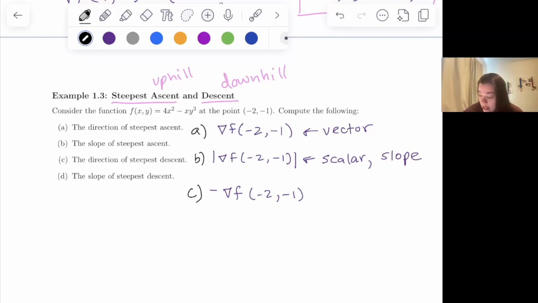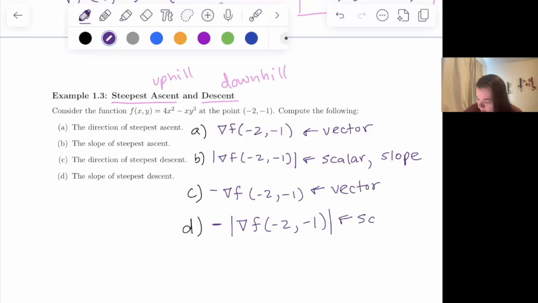And then part D asks to find the slope of steepest descent. And the slope of the steepest descent can be found by taking the negative magnitude of the gradient vector evaluated at the point in question. And I'm just going to highlight, remember what these quantities are going to represent at the end of the day. So I've kind of created a shell there on how to answer each of those questions, what we're going to look for, and now we're going to actually go through the process on how to do that.